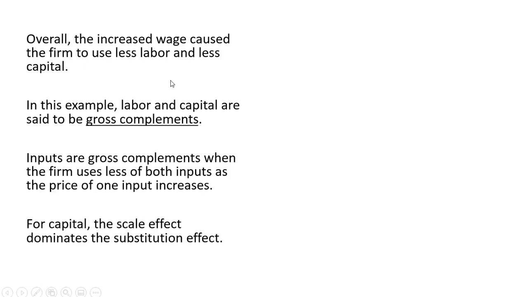So overall, the increased wage caused the firm to use less labor and less capital. In this example, labor and capital are said to be gross complements. Inputs are gross complements when the firm uses less of both inputs as the price of one input increases. For capital, the scale effect dominates the substitution effect. All right, let me stop here.